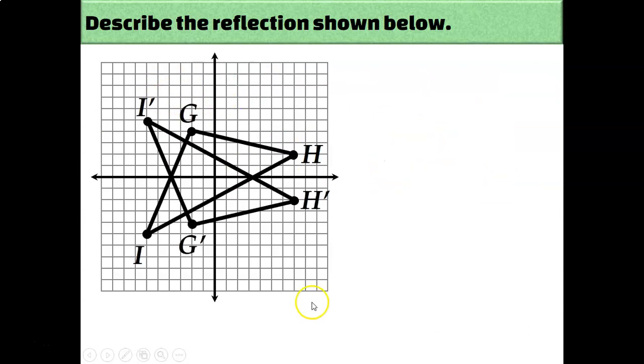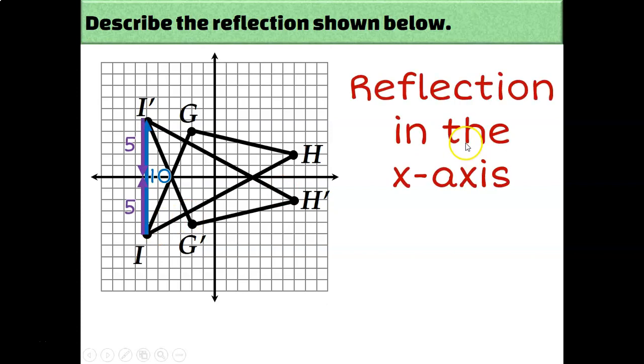I know that this next reflection looks kind of scary because it's all on top of each other, but again, just pick 2 corresponding points, like I and I prime, or G and G prime, or H and H prime, and count the distance between them. From I to I prime is 10 units, and half of 10 is 5. So if I count 5 inwards from I and from I prime, I find out that the x-axis is the line of reflection, because it's the halfway point between the pre-image and the image.